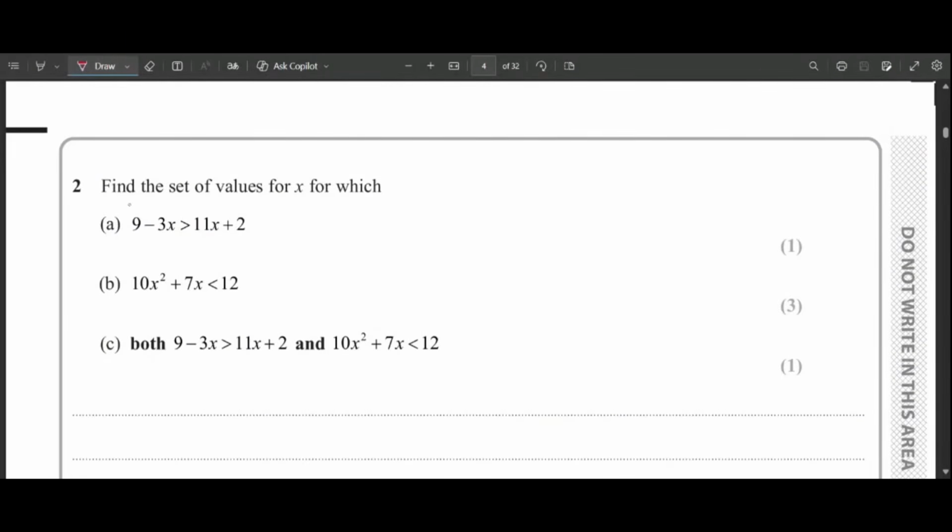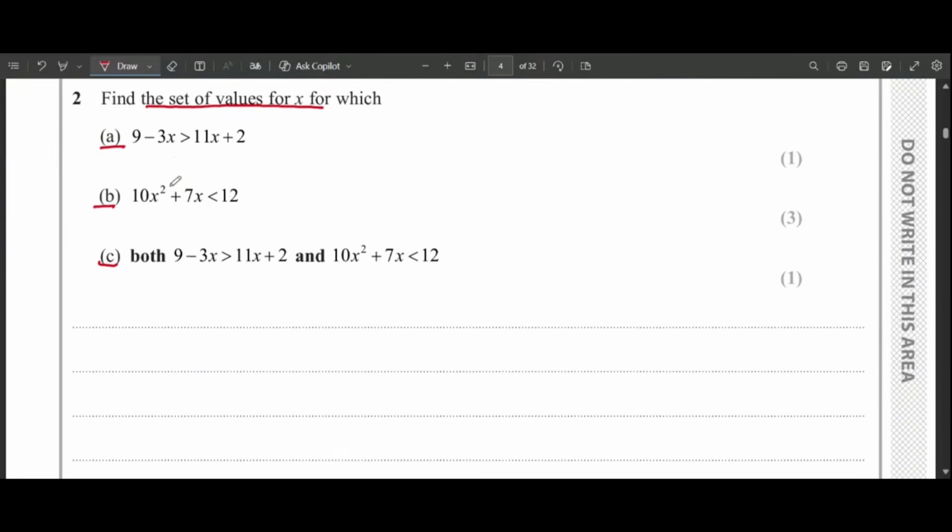We can see that in question number 2, we have to find the set of values of x for which our given inequalities are true. So in order to find the set of values that satisfies these inequalities, we need to solve these inequalities. In part A, we are given 9 minus 3x is greater than 11x plus 2. In order to find a solution for this inequality, we need to make x the subject of this inequality. To do that, we need to bring all the x terms to one side and all the number terms or the constant terms to the other side.